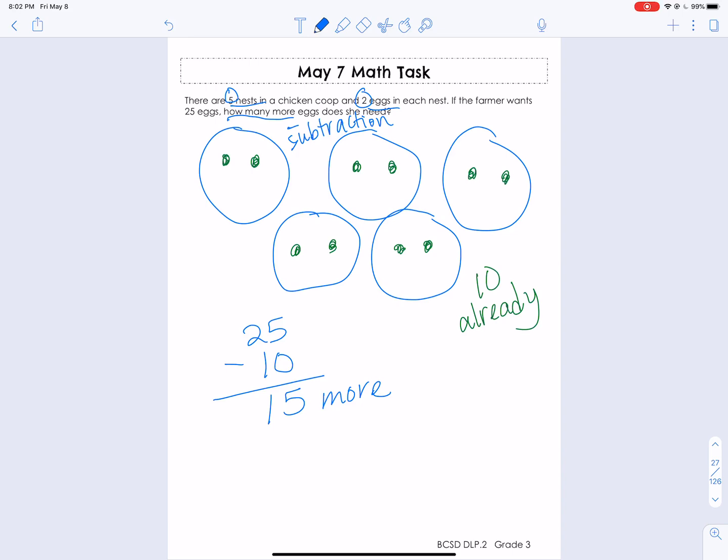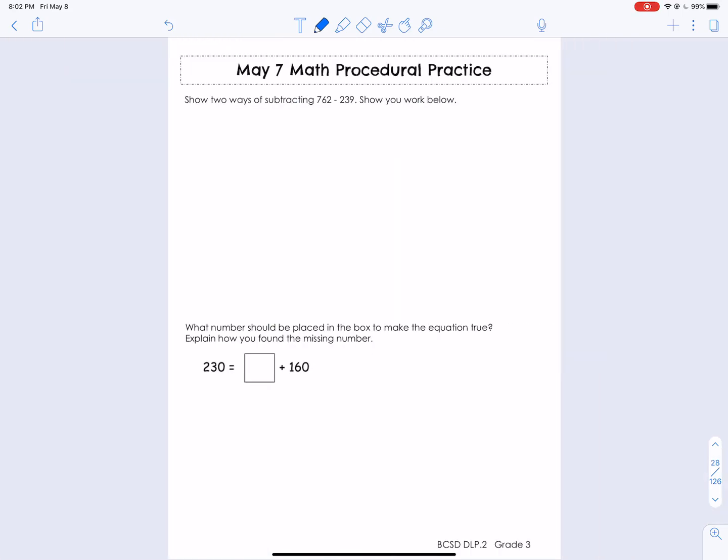Okay, I'm going to move on to the next page real quick, where it says show 2 ways of subtracting 762 minus 239. There's a lot of different ways that you can show subtraction. Two ways that I like to do in my classroom are, I like to do just the generic algorithm, meaning lining your numbers up with ones, tens, and hundreds.